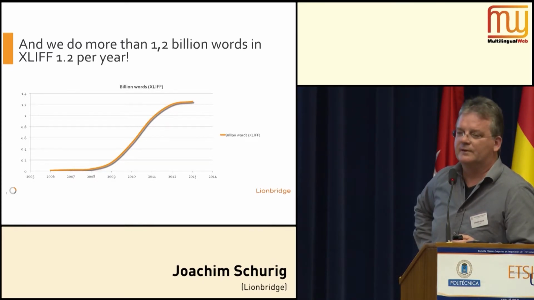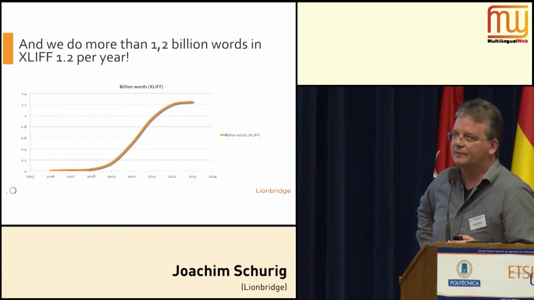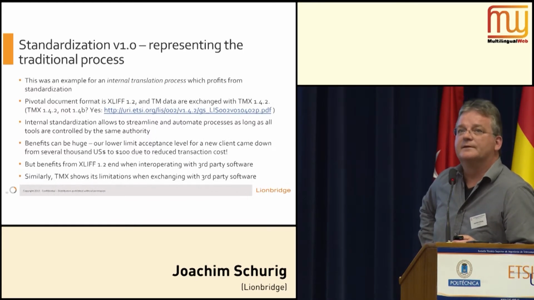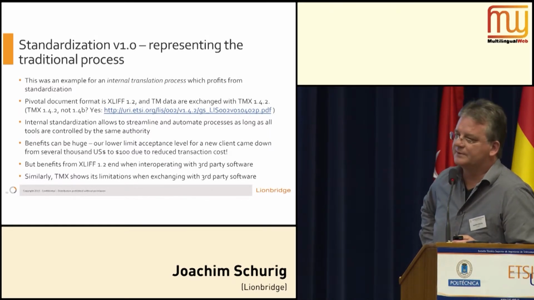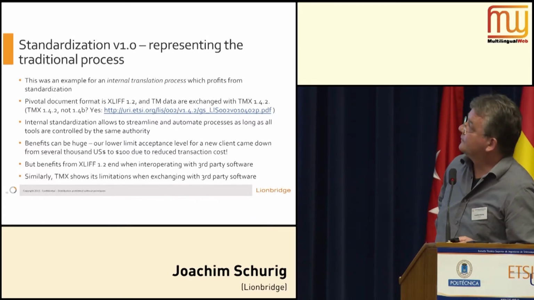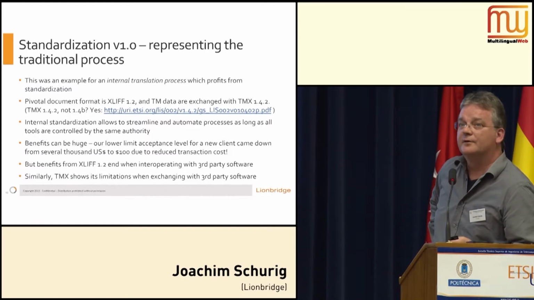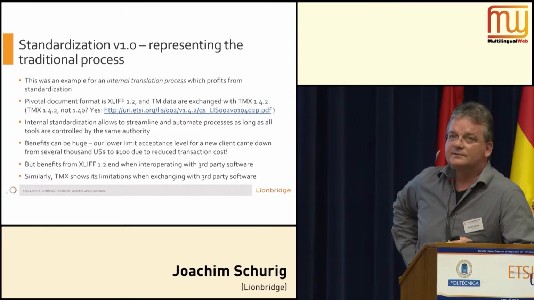Our project managers tell us they have a lot fewer problems in delivering projects. So here we see that standardizing on a common format like XLIFF helped us gain benefits over the previous non-standardized processes. However, I would call this standardization version 1.0. The standardization we did here represents the traditional translation process.